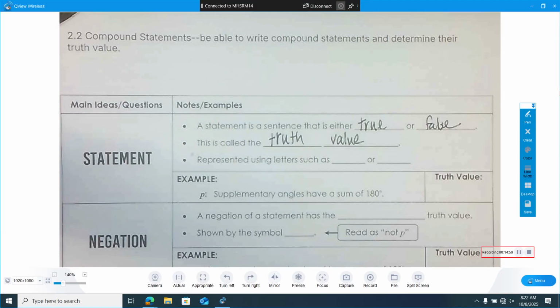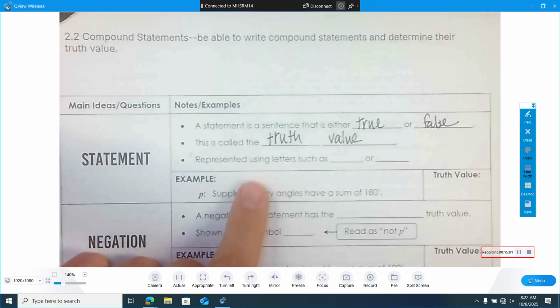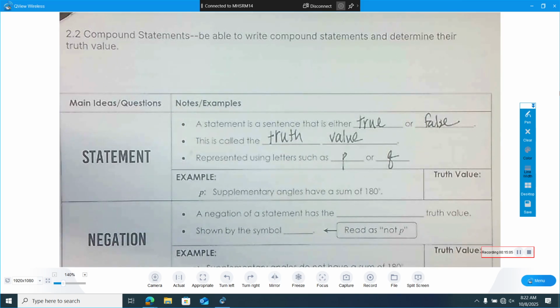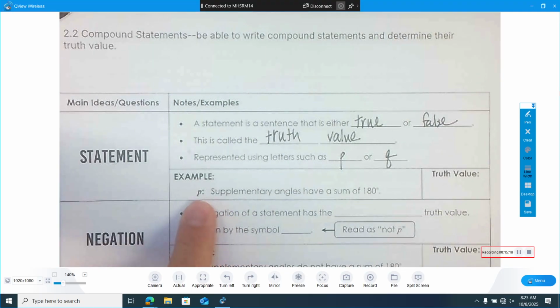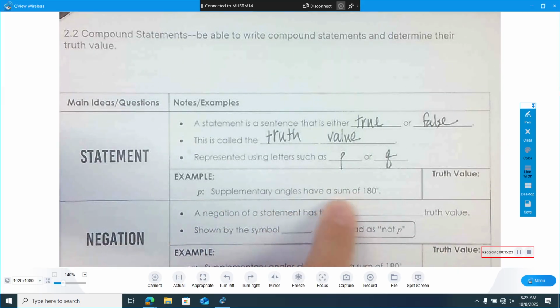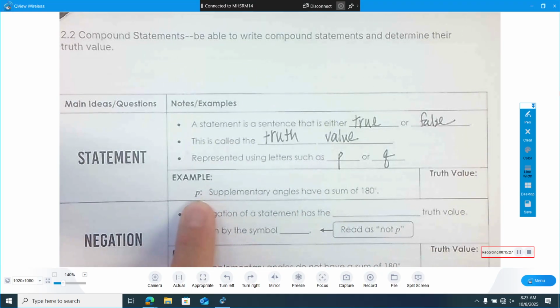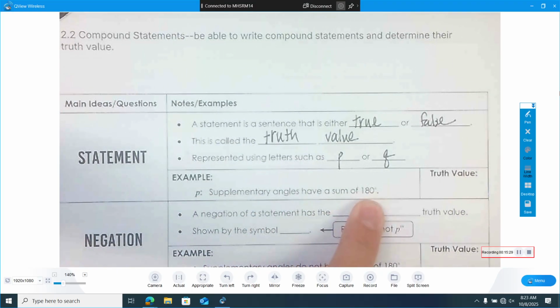So we represent statements using letters like P or Q. Those are going to form up our statements. We just use P and Q because we're lazy, okay? That's all. Instead of writing out a whole big long sentence, we'd rather just summarize with a P and a Q, all right? So, for example, we have this statement P: supplementary angles have a sum of 180 degrees.